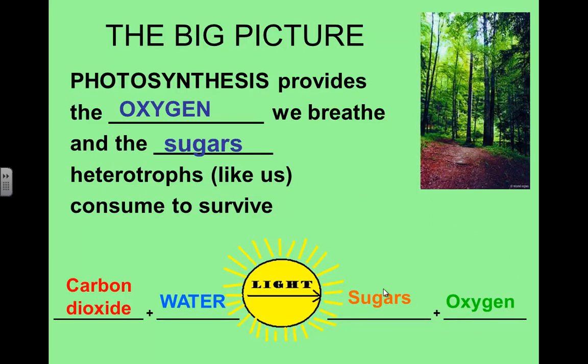The big picture is photosynthesis provides us with oxygen in the light-dependent reaction, and we breathe, and the sugars the heterotrophs like us consume to survive. That happens in the light-independent reaction. So overall, in the photosynthesis equation, we have carbon dioxide plus water plus light going into the plant, and the plant is going to generate sugars and oxygen.